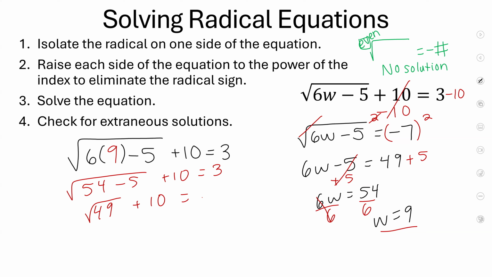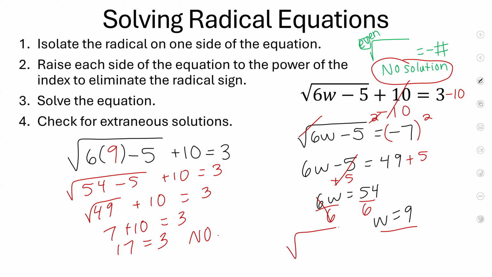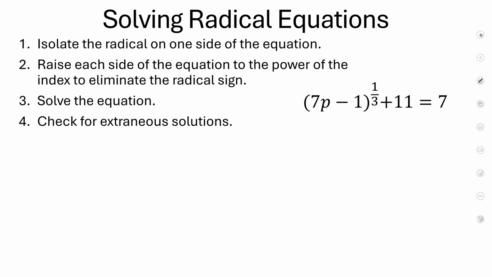And I'm supposed to get 3. What's the square root of 49? 7 plus 10 is supposed to equal 3. 7 plus 10 is 17. Is this a true statement? No, this is not true. That's why our answer is no solution. Okay, so guys, you don't have to do all the things that I did. Once you see that you get a radical with an even index equaling a negative number, you can stop there and say no solution. Okay, next example.